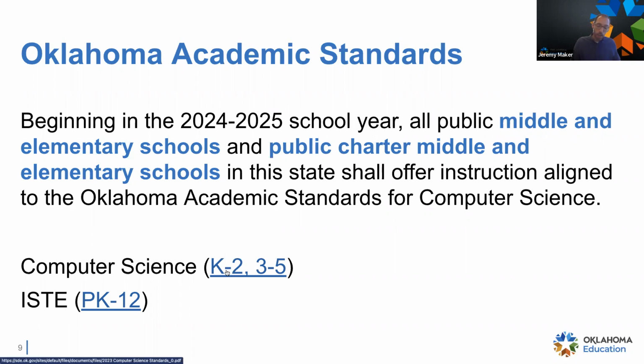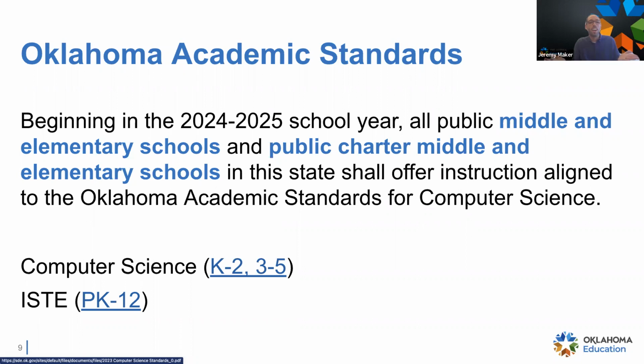So with that in mind, this next school year is a very important year for computer science. This slide has the current legislation. It says beginning in the 2024-2025 school year, all public middle and elementary schools and public charter middle and elementary schools in the state shall offer instruction aligned to the Oklahoma Academic Standards for Computer Science. That's a mouthful. That's saying a whole lot.